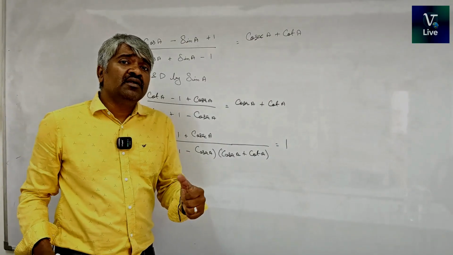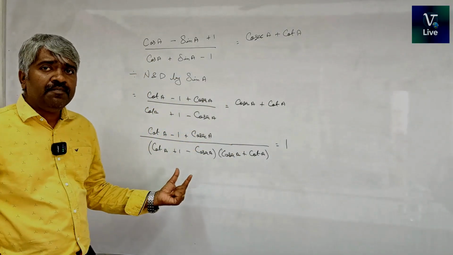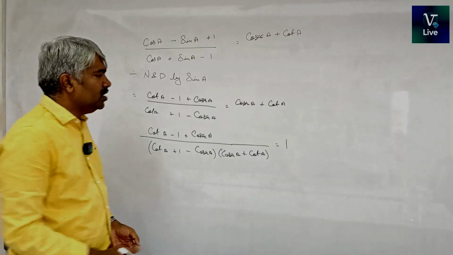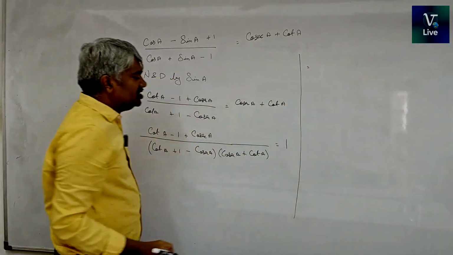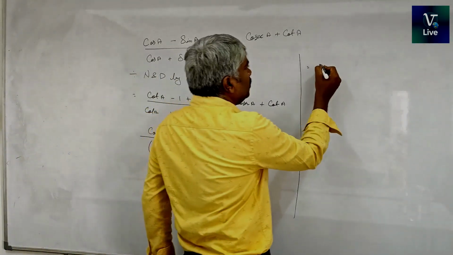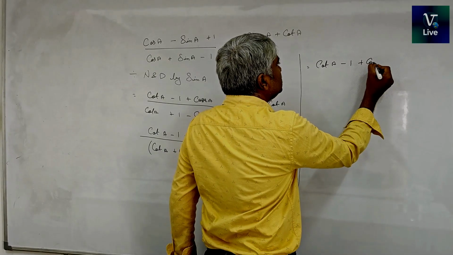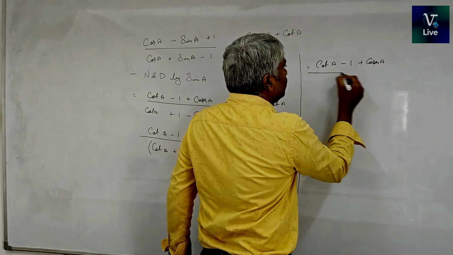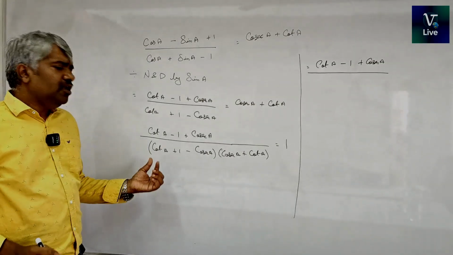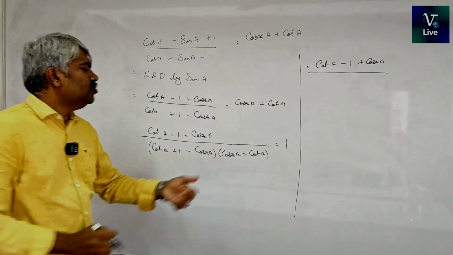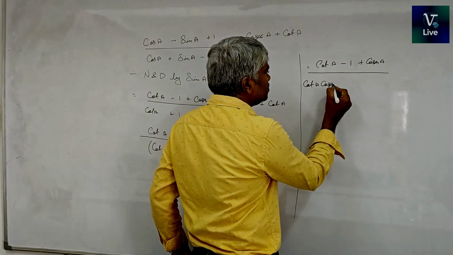When do you get 1? When the data in the numerator and also in the denominator is the same, your answer will be equal to 1. So I am not going to touch anything in the numerator. I am just going to leave it as it is: cot A minus 1 plus cosecant A. In the denominator, I am just going to multiply the two terms. Cot A into cosecant A, let it be cot A into cosecant A. No need to disturb anything in this.